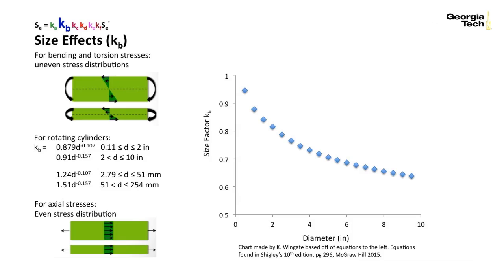So it decreases your endurance limit as the diameter increases and you get more and more material in these high stressed areas. There's more and more chance that you'll get a flaw in these high stressed areas, so more adverse impact on your endurance limit. You can estimate the KB factor for cylinders that are rotating utilizing these equations right here. And this is really important for axial stresses. You have an even stress distribution, which means that the size does not impact the endurance limit for an axial stress. So in an axial stress, your KB is going to be equal to 1.